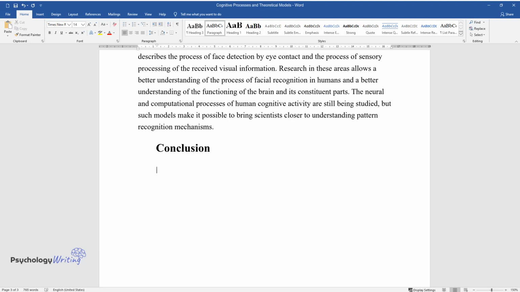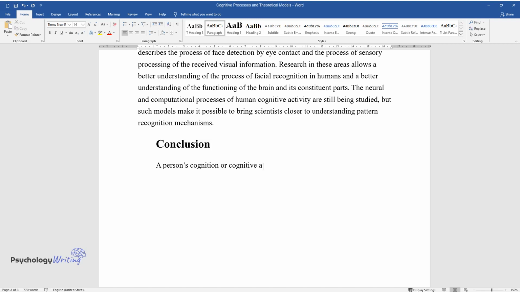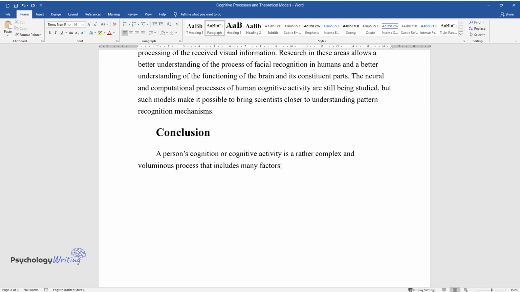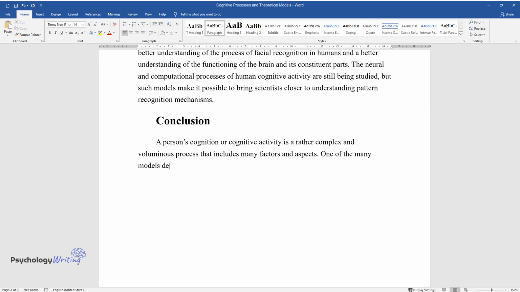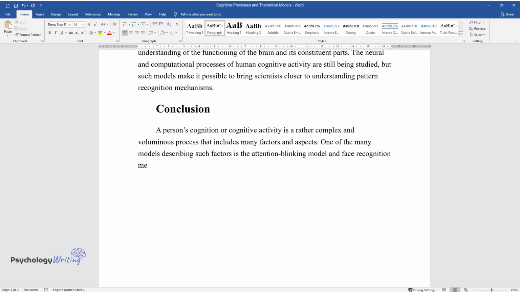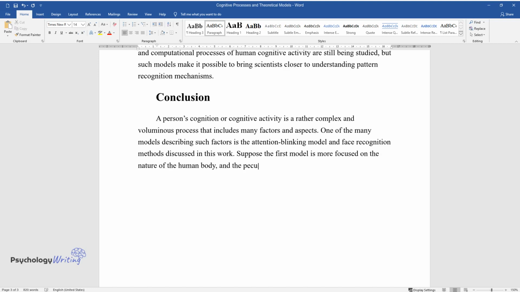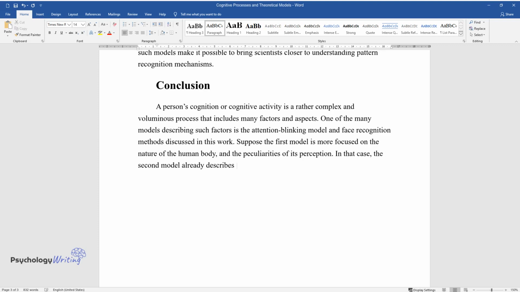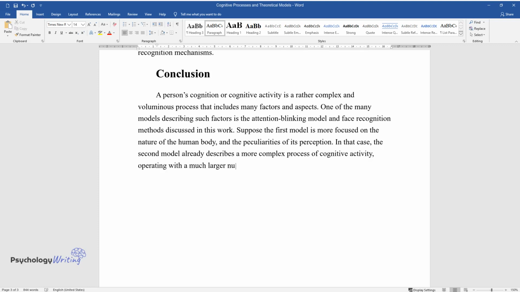Conclusion: a person's cognition or cognitive activity is a rather complex and voluminous process that includes many factors and aspects. One of the many models describing such factors is the attention blinking model and face recognition methods discussed in this work. Suppose the first model is more focused on the nature of the human body and the peculiarities of its perception. In that case, the second model already describes a more complex process of cognitive activity, operating with a much larger number of involved neural systems.